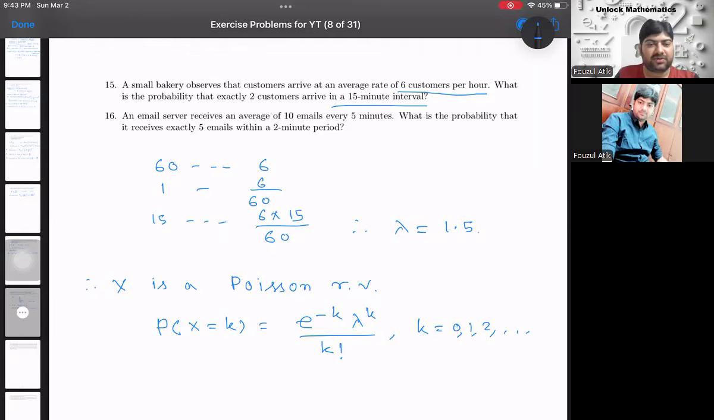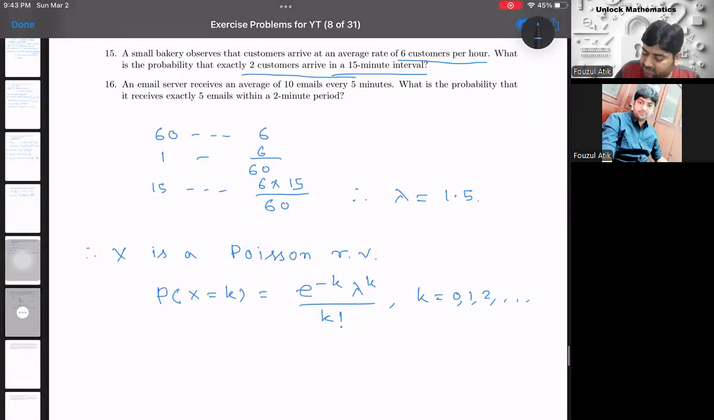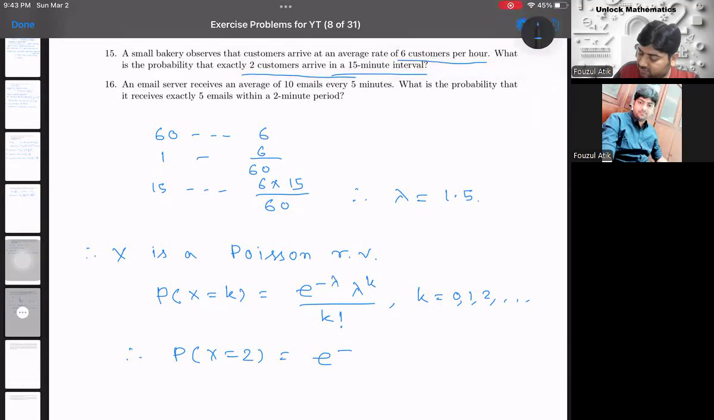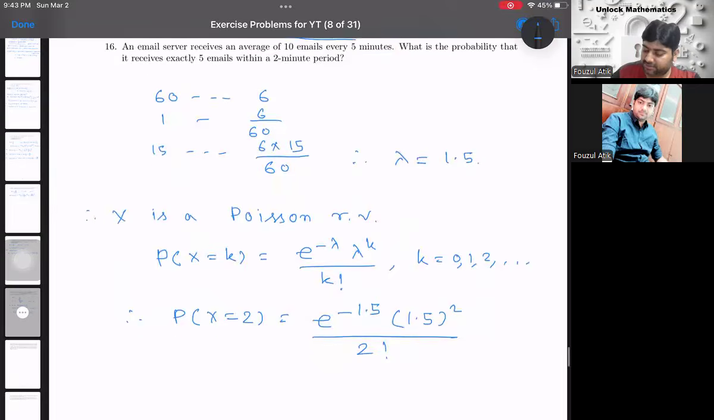And what is the question? You have to find that 2 customers arrive in a 15 minutes interval. So P of X equal to 2 is equal to e to the power minus lambda, I wrote k earlier, but it is e to the power minus lambda. So it is e to the power minus 1.5 into 1.5 to the power 2 divided by 2 factorial. Just after doing this simplification, you can get the answer. Clear? Now, let me see the next example.